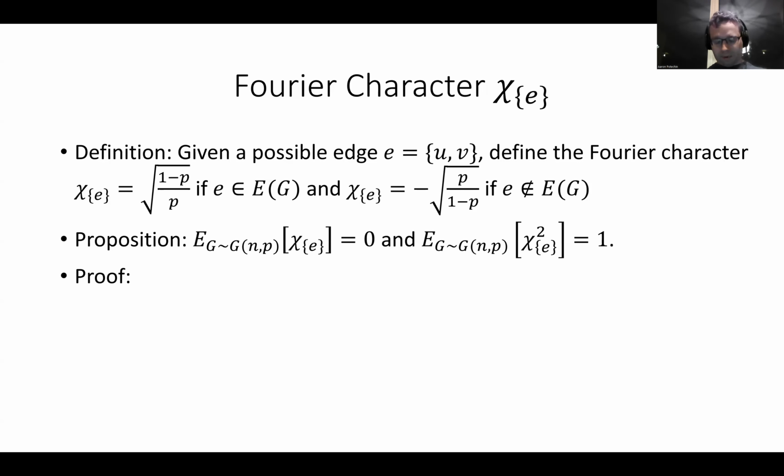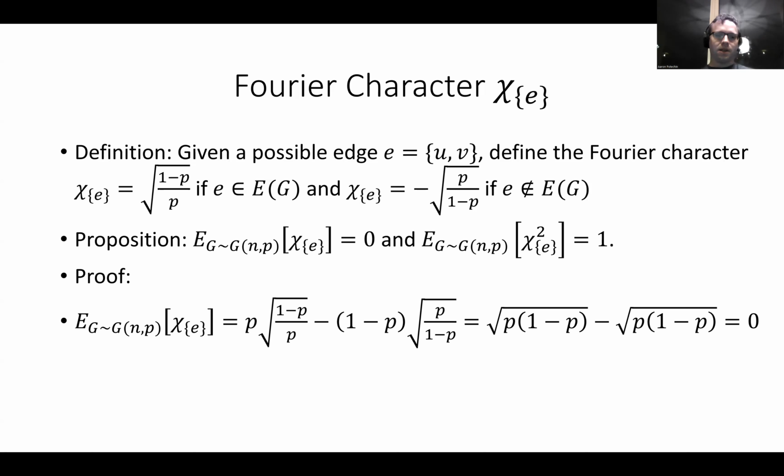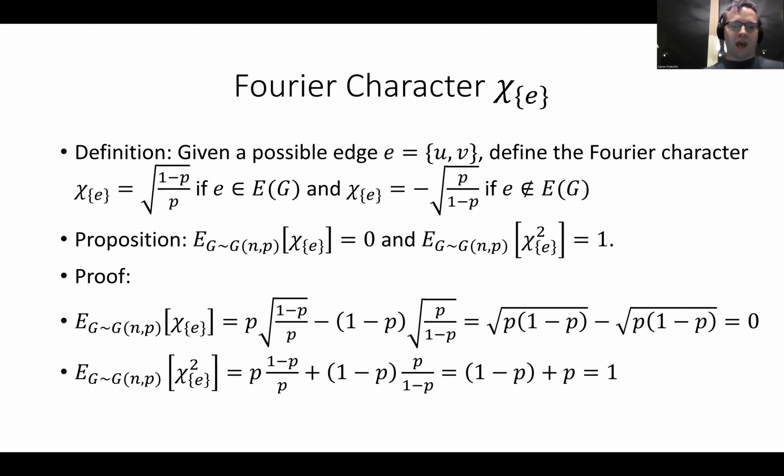Here's a quick calculation showing this. The expected value over G(n,p) of chi-e is p times the square root of (1 minus p) over p, minus (1 minus p) times the square root of p over (1 minus p). It's not hard to check that this cancels out and gives 0. The expected value over G(n,p) of chi-e squared is p times (1 minus p) over p, plus (1 minus p) times p divided by (1 minus p), which is equal to 1 minus p plus p, which equals 1.